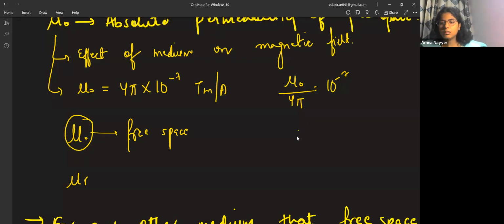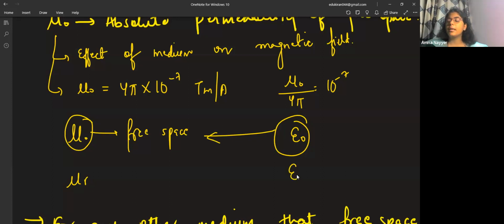Suppose here also, epsilon naught was for free space. If I talk about epsilon, that is for any other medium, that is different. Or if I want to find the relative of it, relatively it will be epsilon r. This is relative permittivity, meaning with reference to or with respect to a different medium, right? That is what is meant by permittivity.